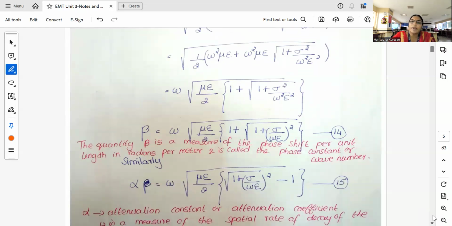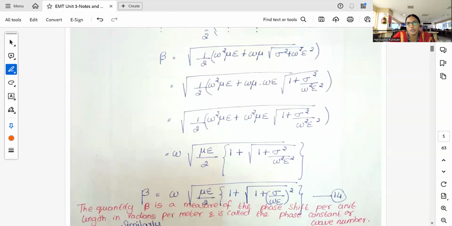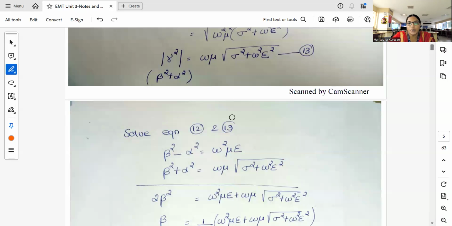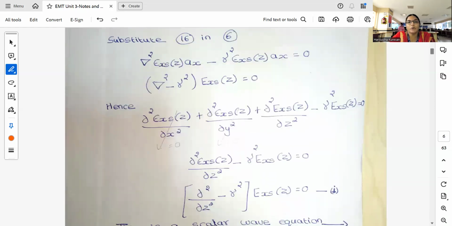So when you're able to find the beta value, obviously you can find the alpha value. So how do you find the alpha value? We have solved these two equations, right? Equation number 12 and 13. In that, if you change the sign, then your beta square will get cancelled, and therefore you will get the answer for the alpha value. So by solving it, you will be getting the value for alpha.